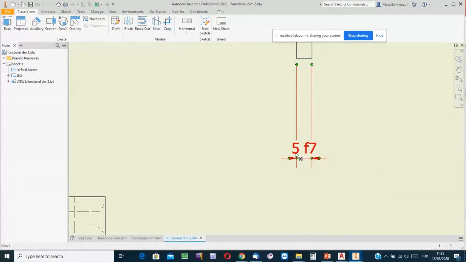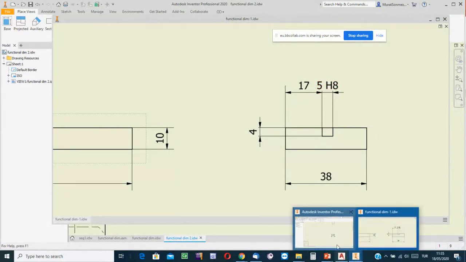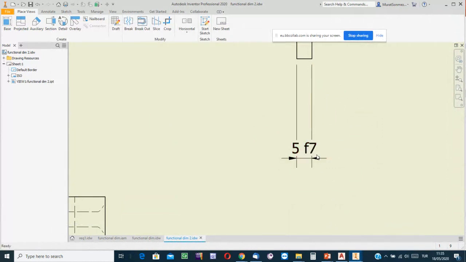Nominal values are the same: 5 millimeters here, 5 millimeters there. But the tolerance grades are not the same. Here, for the feminine feature, the tolerance grade is H8. For the masculine feature, the tolerance grade is F7. Yes, of course, the rest is the issue of technicians.